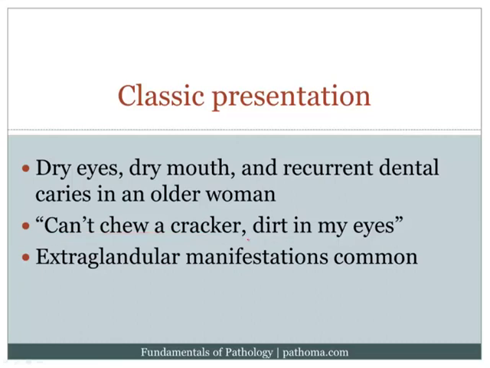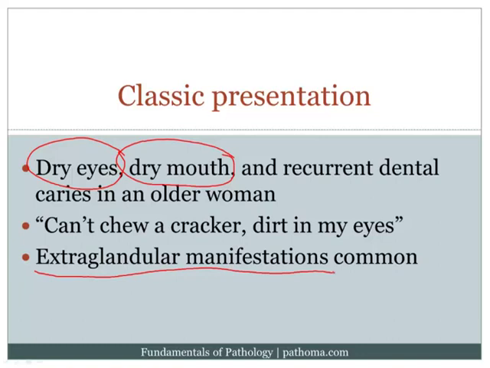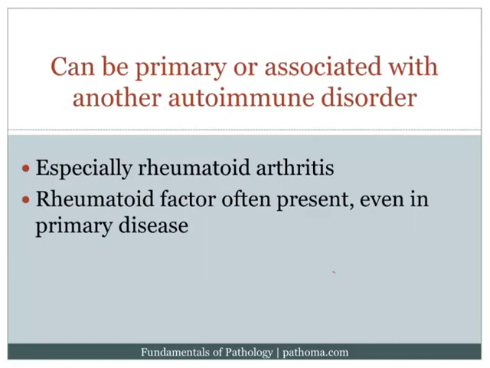Now, although the classic presentation is that of dry eyes and dry mouth, it's important to recognize that patients can also have extraglandular manifestations. So, for example, patients can have joint problems, CNS problems, skin problems, etc. When patients have Sjogren's syndrome, it could be primary, or it can be associated with another autoimmune disorder. It's very common for Sjogren's to be associated with another autoimmune disorder. There's a whole variety of autoimmune disorders that can be associated with Sjogren's. However, the most common is rheumatoid arthritis, and so that's an important high-yield point to be aware of.